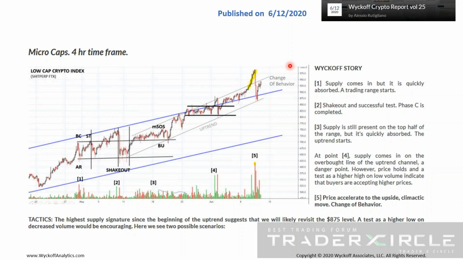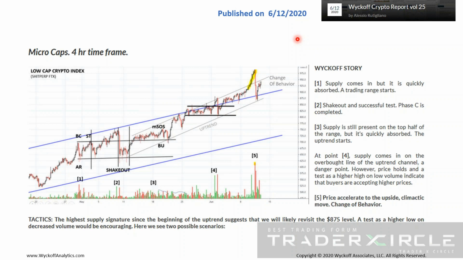So this is the SHITPERP, the low cap crypto index. It's basically the group of the most speculative assets within the crypto market, which is by itself one of the most speculative asset classes ever seen. And monitoring the most speculative assets gives you some hint about the general sentiment of the market. So this is our secret, guys. We look at the S&P, but we always have a page opened with the shitcoin index.